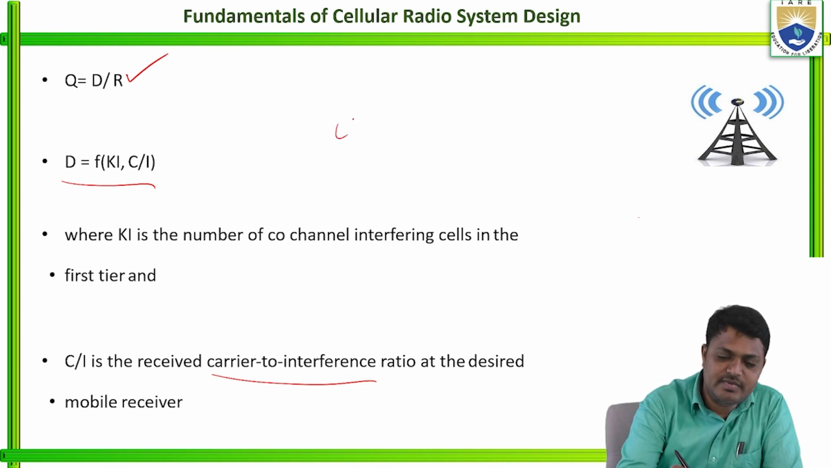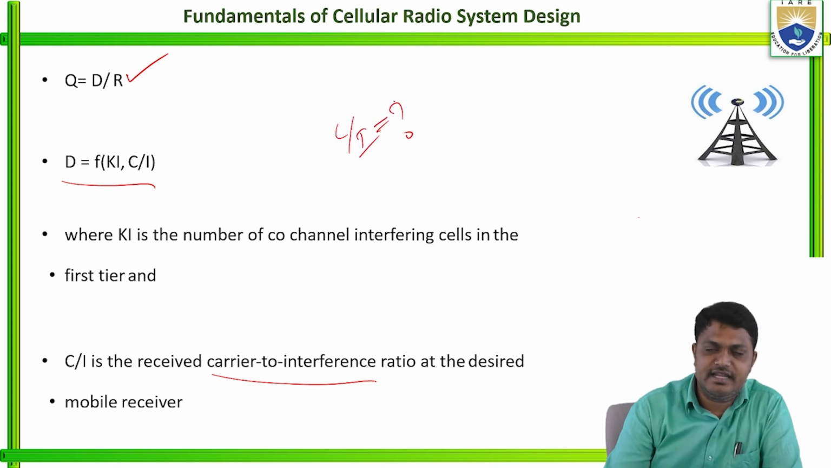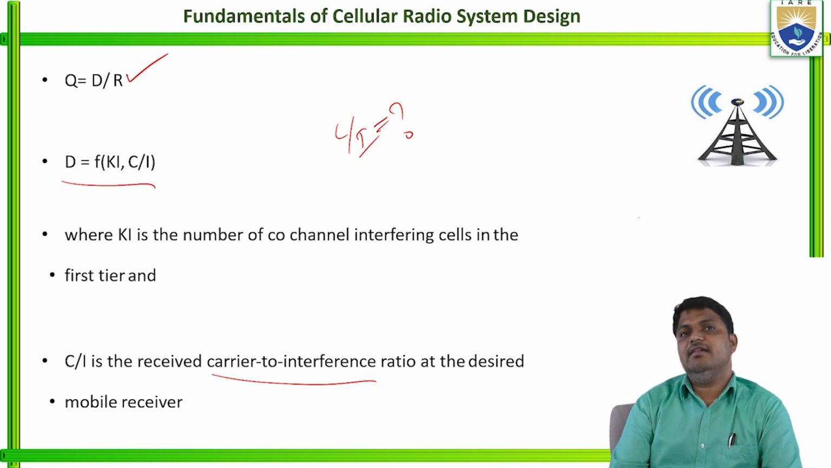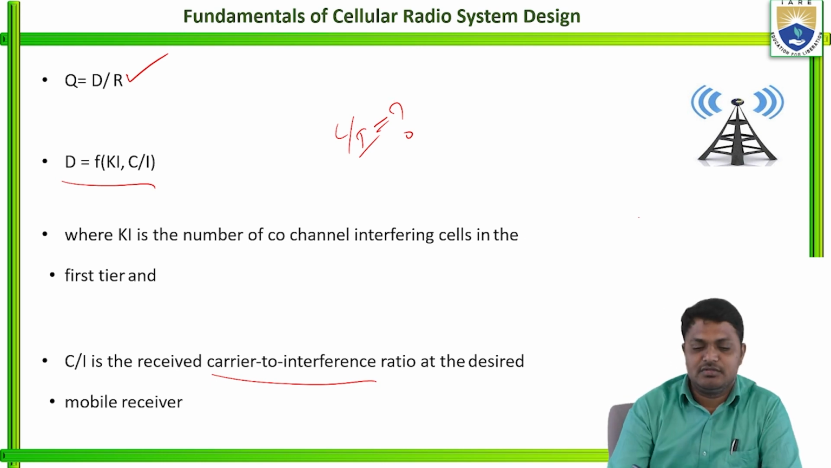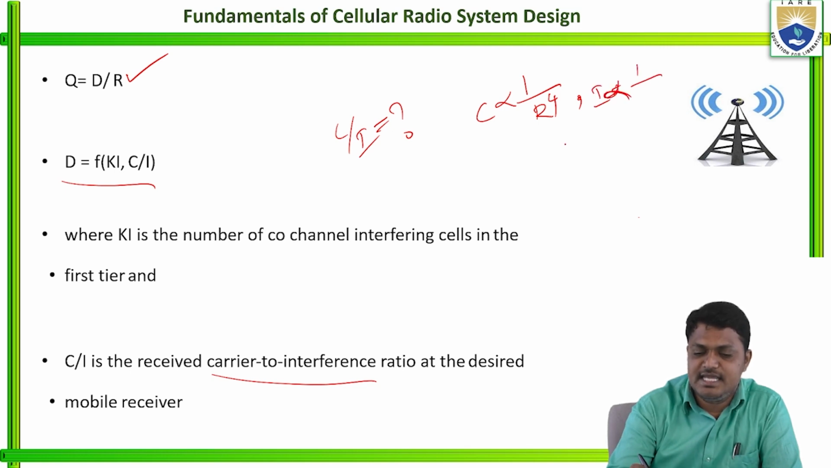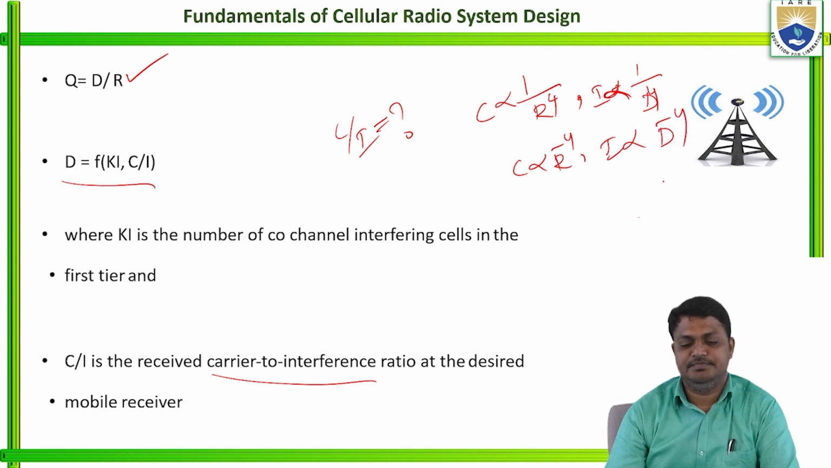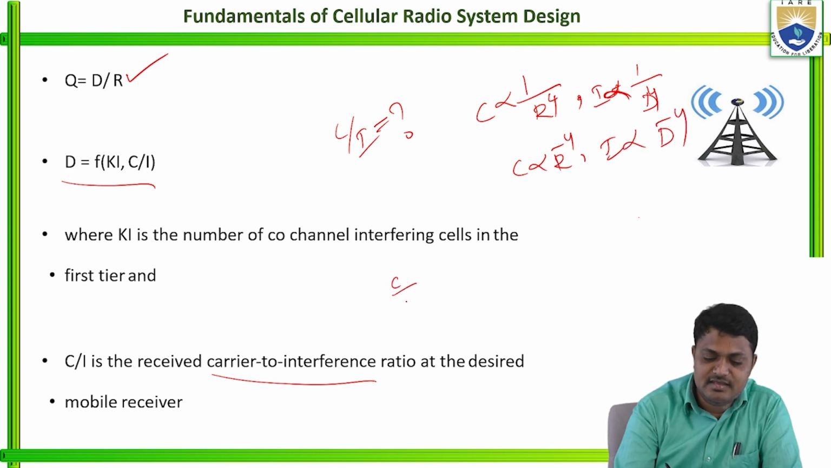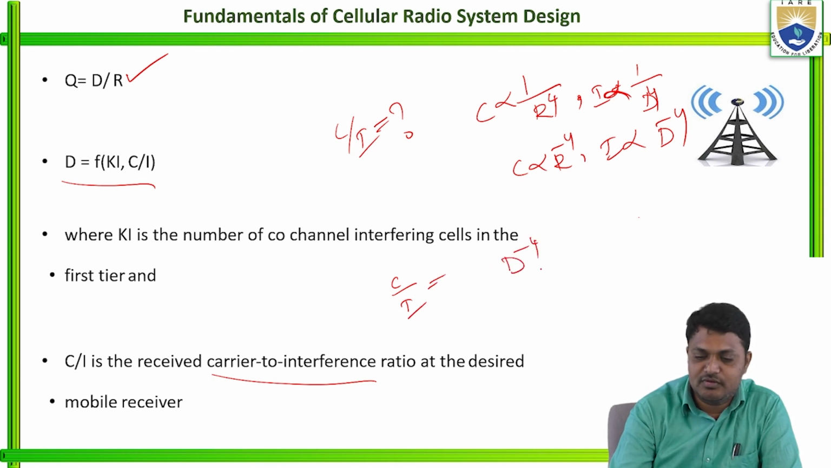So we have to derive the C by I value. How to calculate the carrier to interference ratio? C is proportional to R power minus 4, and I is proportional to D power minus 4. Then how to calculate C by I? C by I is equal to R power minus 4 by D power minus 4.